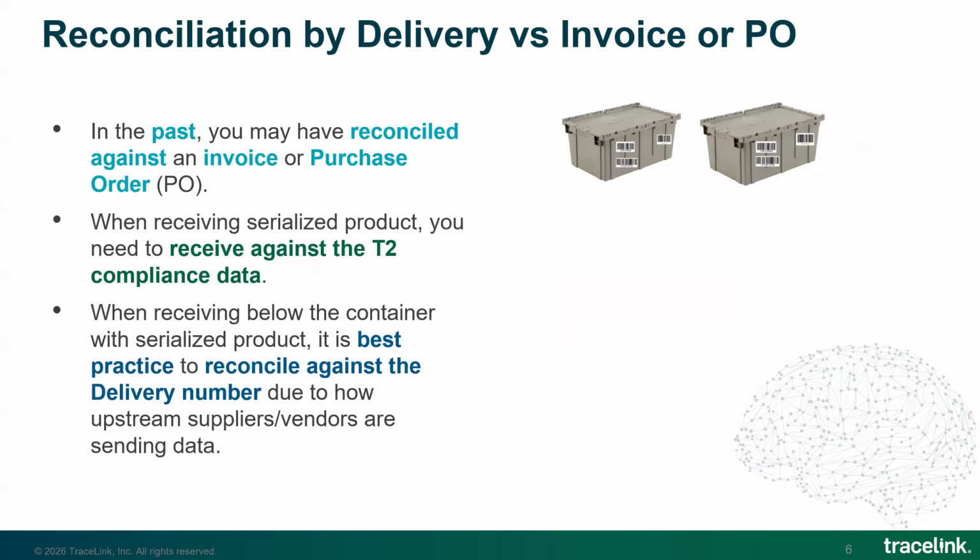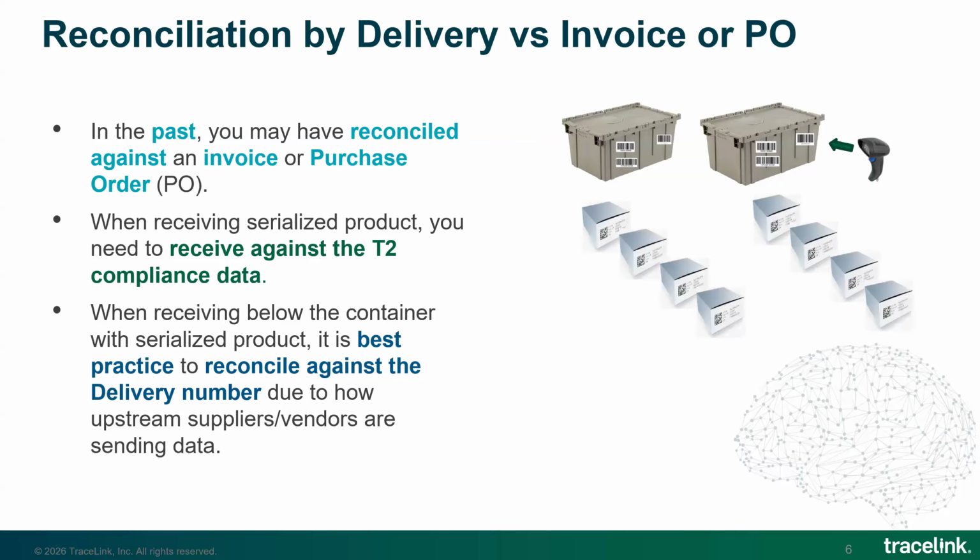So I mentioned a little bit about reconciliation. With DSCSA and this unit level compliance, we have to change a little bit how we receive and how we reconcile. In the past, you would get an ASN that says I have 20 of a certain product, and you probably reconciled that against an invoice or a purchase order. It didn't really matter what the serial numbers were on those 20 items. It was more at the lot level and the product level. It's a little bit different now because we do have to look at that unit level.